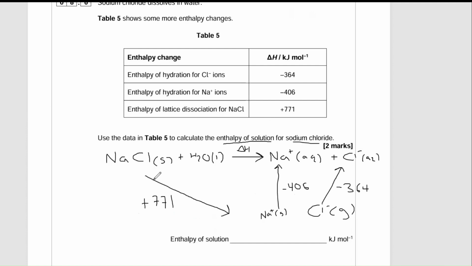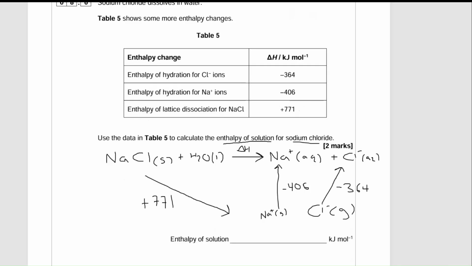Working out the direction of the arrow is important. You might say, why isn't the arrow going up? If they had given me the enthalpy of lattice formation, then I would go from the ions and the arrow would be going up there. But they've given me the lattice dissociation. I could work it out from either, but the symbol would be -771 and the arrow would be going up this way if it was formation of the sodium chloride lattice. But it's dissociation.